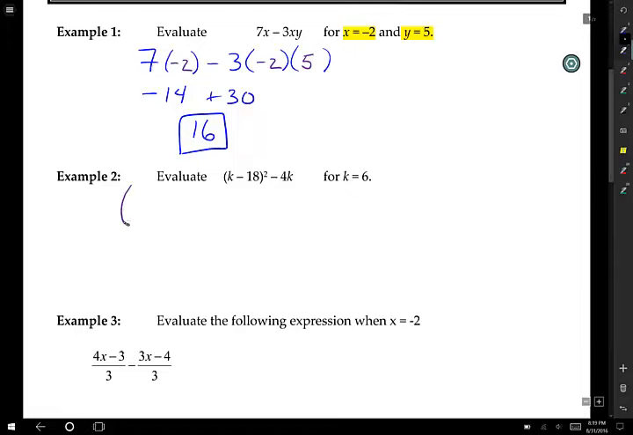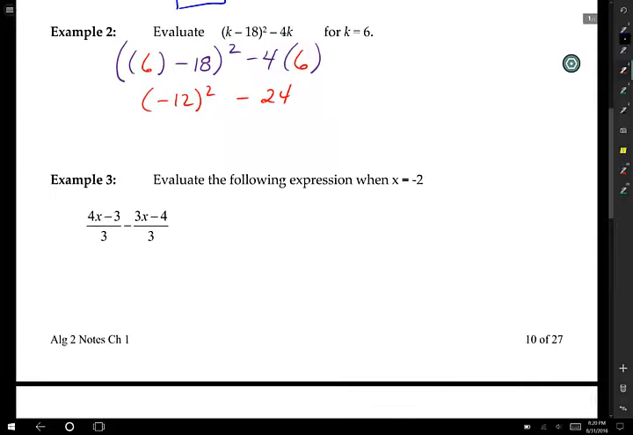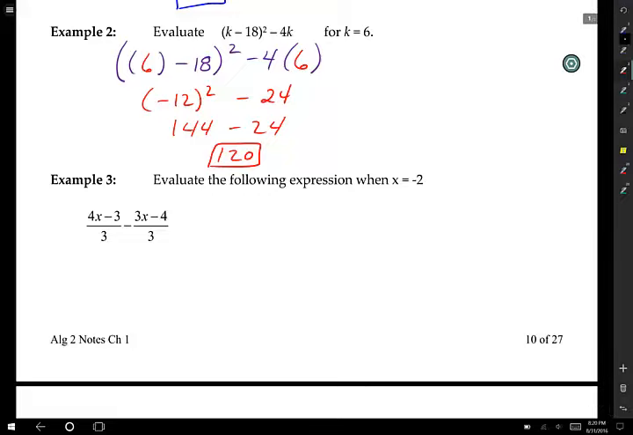Let's try our second one. Parentheses for k, -18 squared minus 4k. So 4 parentheses. We're going to put our value in. K is 6 in each case. Inside, we're going to say 6 minus 18. 6 minus 18 is -12, minus 24. -12 squared, I hope you're realizing that the negative is being squared as well as the positive, so -12 squared is going to be 144. Minus 24, very simply, is 120.